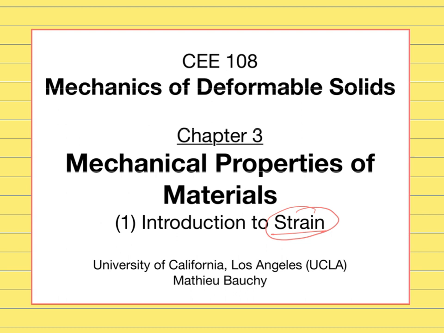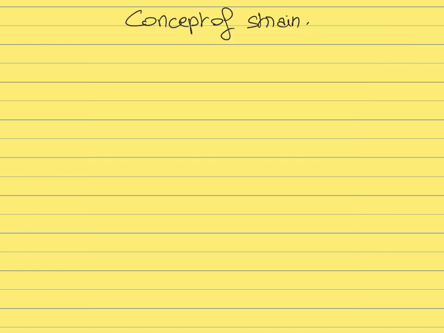And then once we have a way to quantify the deformation, we will see what is the relationship between the cause and the consequence. So between the stress and the consequence of the stress, which is the deformation, that is to say the strain. So let's start by getting some intuition about what is the strain and why it is the right way to characterize the deformation of a material.